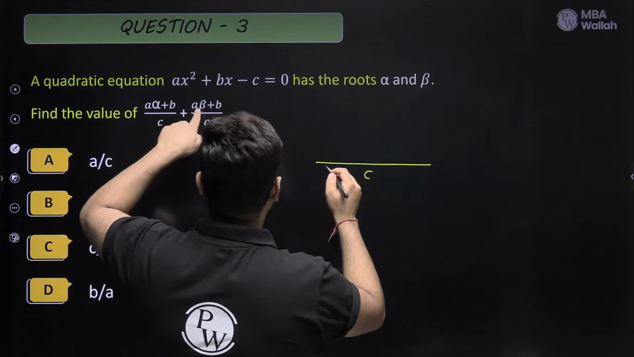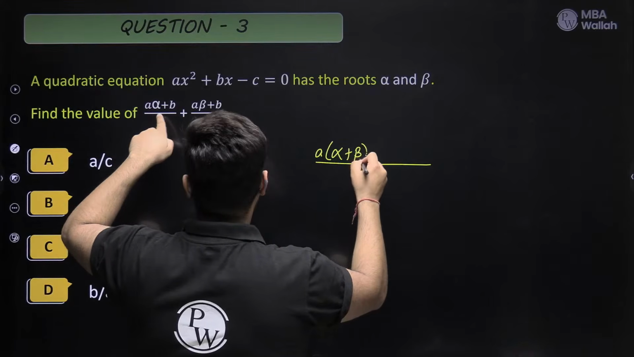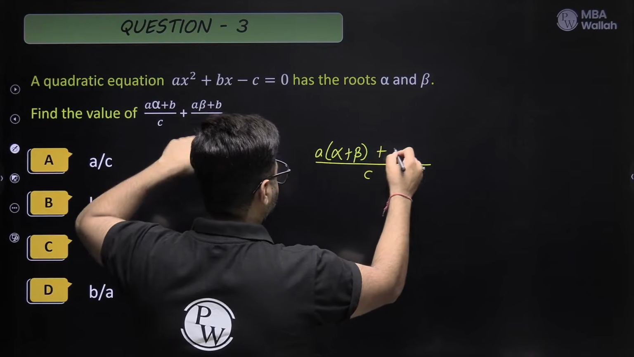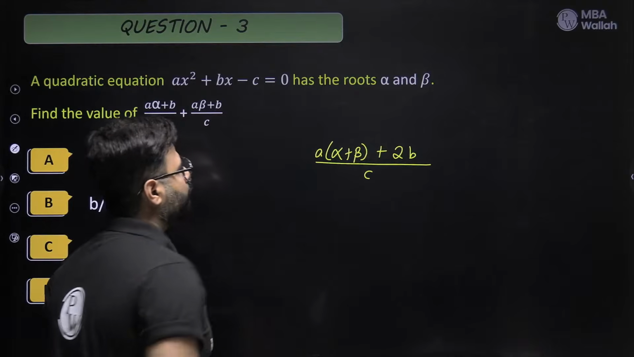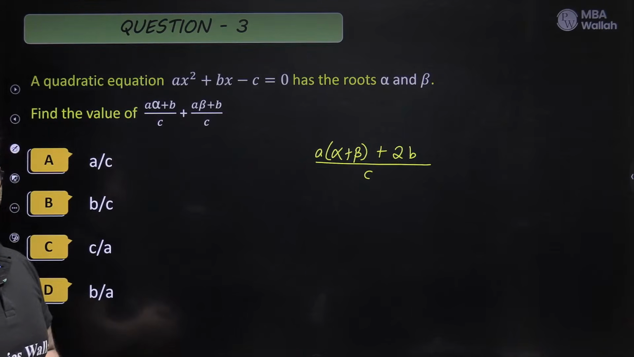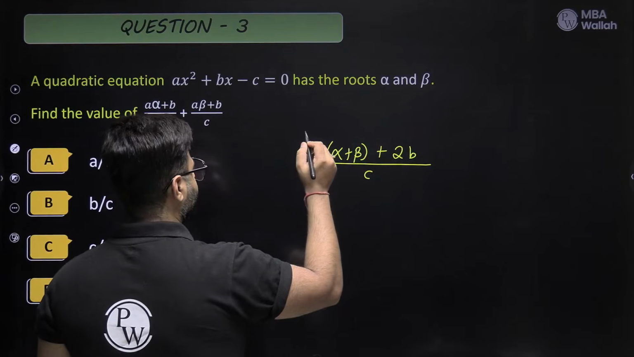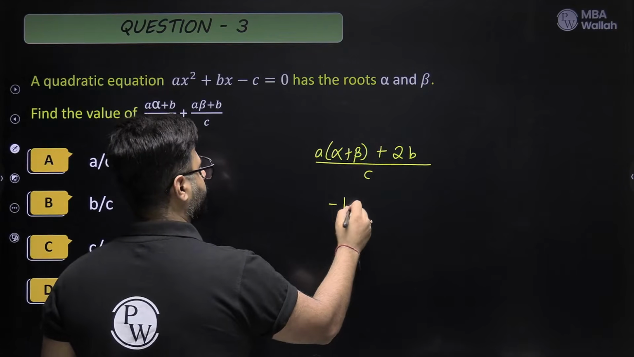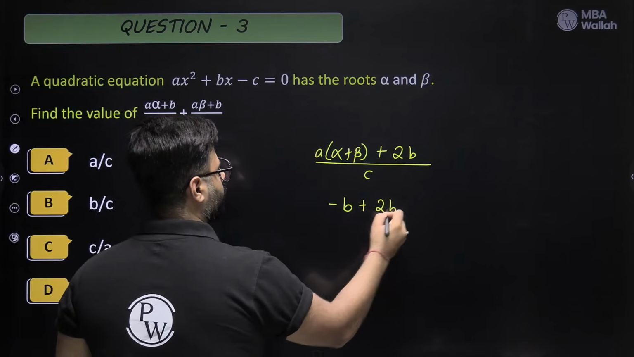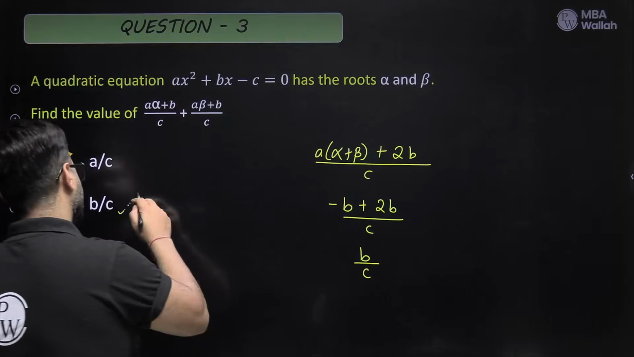I'll have A alpha plus A beta. I'll take A common and eventually I have alpha plus beta. And then I have plus B, which is plus 2B. What is the value of alpha plus beta? Minus B by A. So A into minus B by A, A will get cancelled. I'll have minus B ultimately, plus 2B upon C eventually. B by C. Simple, guys.